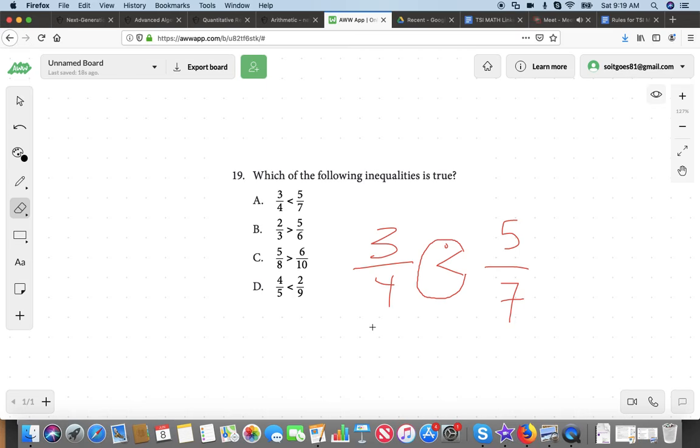Just an easy little trick to remember. If you literally need to redraw these with a Pac-Man, do it. I'm 100% cool with that. Does that make sense? Yeah. Okay. So 5/7 is greater than 3/4. 3/4 is less than 5/7.